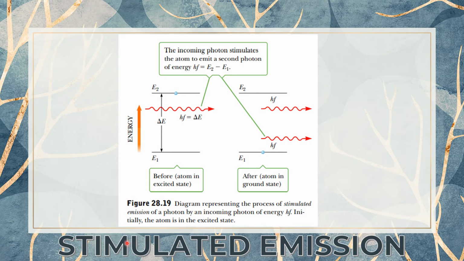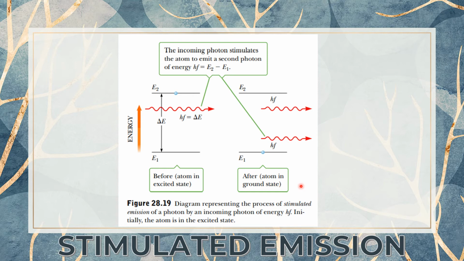Next, this is the diagram of the stimulated emission, representing stimulated emission of a photon by an incoming photon of energy. So initially, the atom is in the excited state. If an incoming photon with energy equal to the difference between allowed energy levels interacts with an electron in the excited state, stimulated emission can occur. So the energy of the excited electron will be converted to the energy of the photon.